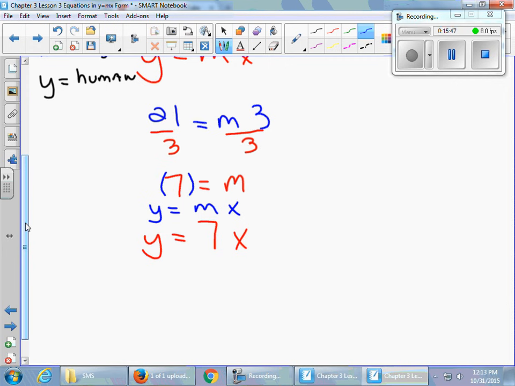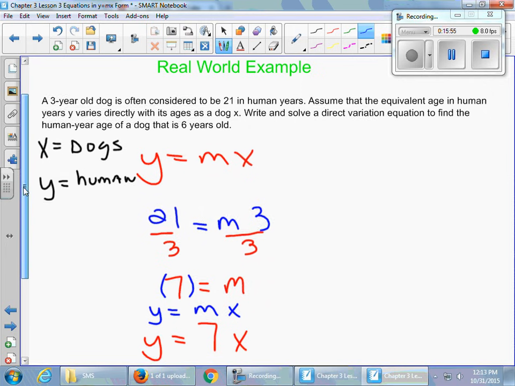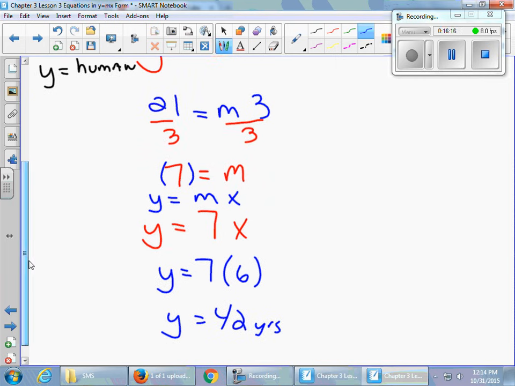So now, going back to write and solve a direct variation equation to find the human year age of a dog that is actually 6 years. Y equals 7, our constant m, our slope. Now x is the dog years. 7 times 6 is 42. So a dog of 6 years old is 42 in human years. Okay, any questions, please write them down as we will be going over examples in class, or you may re-watch the video.